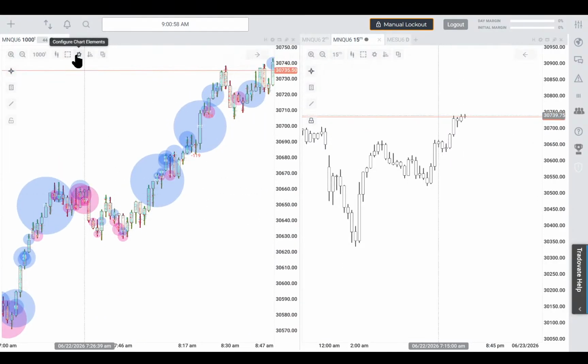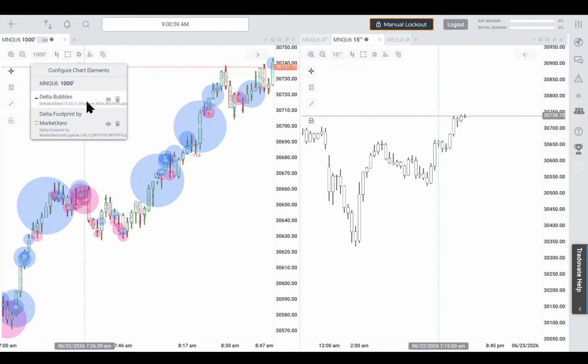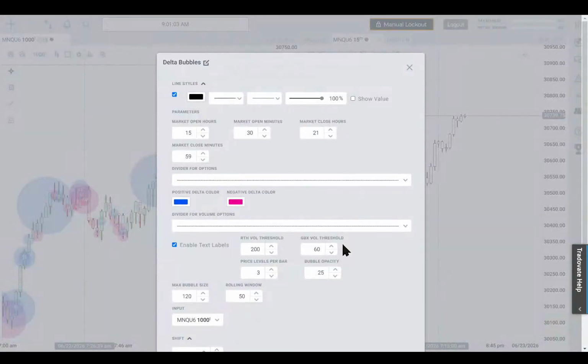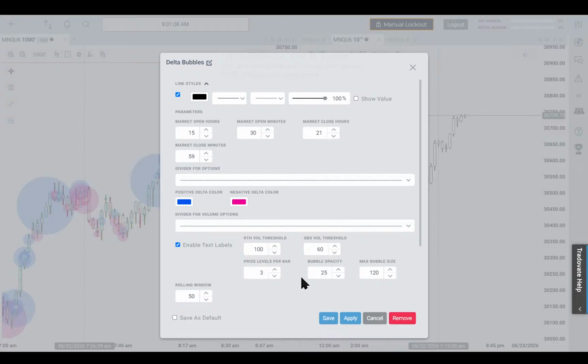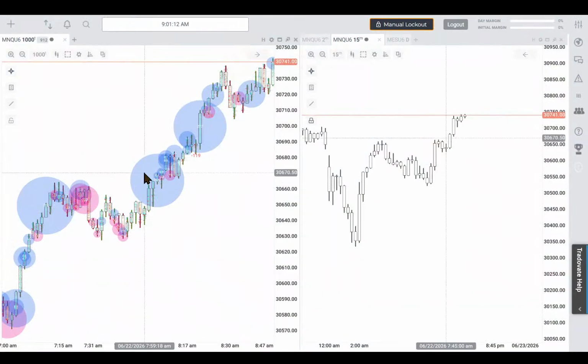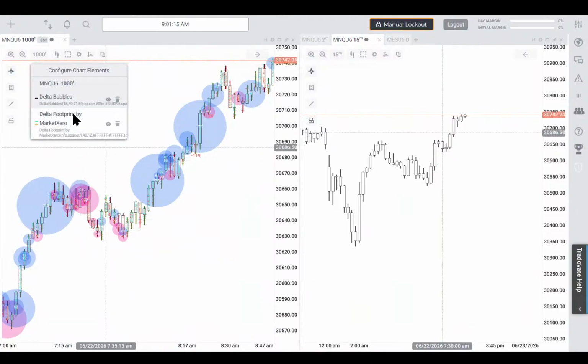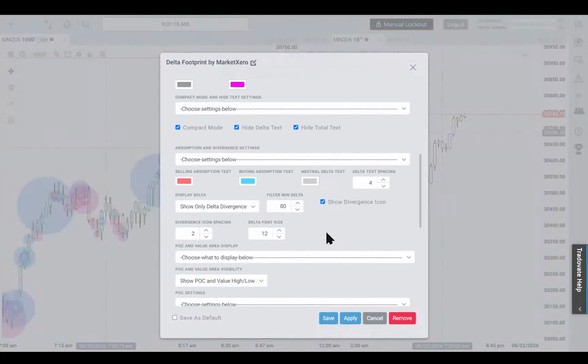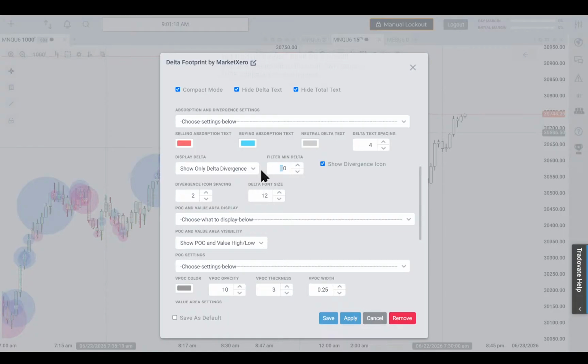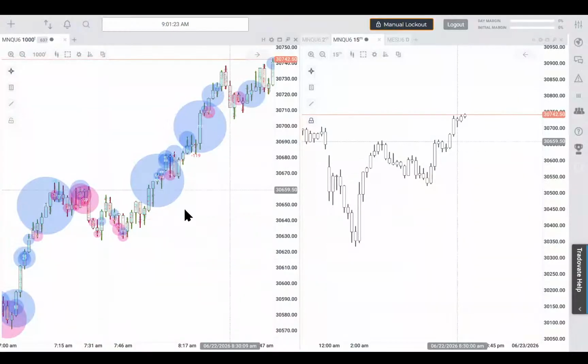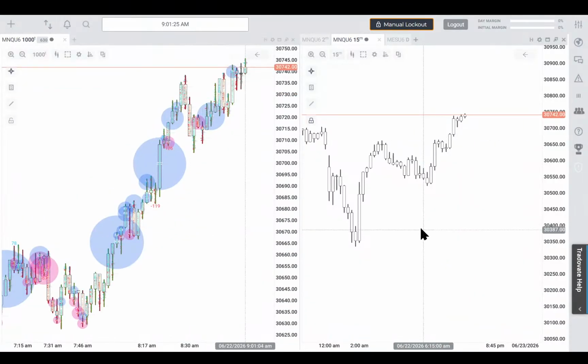First of all, I'm on a tick 1000 on the entry chart. We're gonna set up the bubbles, global at 60, RTH at 200. Actually, we're gonna change that to 100 because that's what I've been doing in back testing. And then we're gonna go to the footprint settings and change the footprint filter to 60. That's good enough.